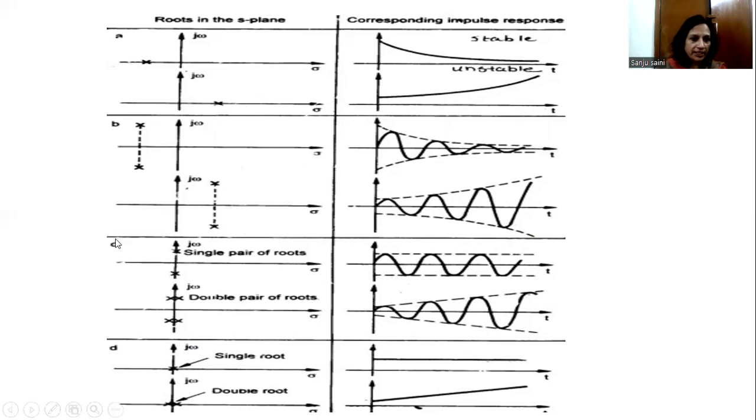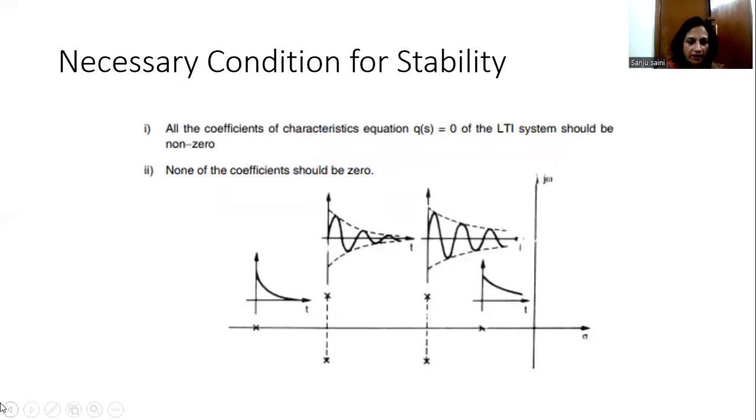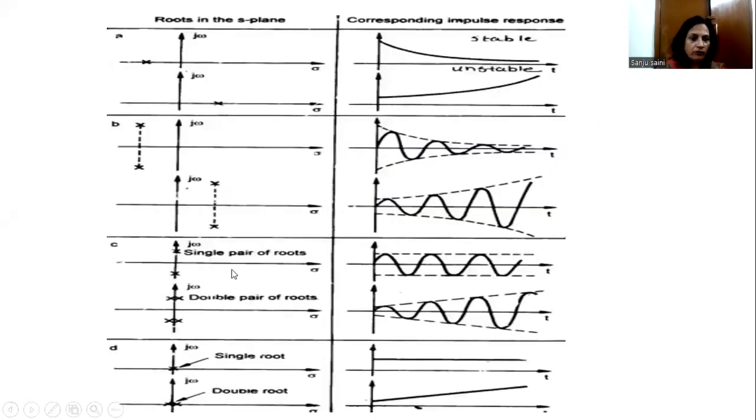The third case is a single pair of roots on the j omega axis. Corresponding to this, the system has an oscillatory response. The amplitude of the response will decide whether the system is stable or not. If the amplitude is within the stability bound, then the system is stable. Otherwise, the system is unstable. In such cases, the system is said to be marginally stable. If the amplitude of this oscillation is within the margin of stability, then the system is stable. Otherwise, it is not.